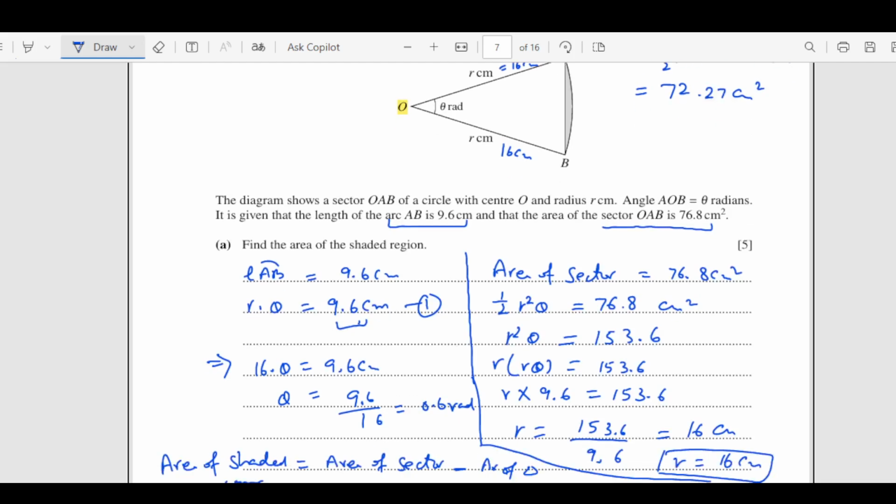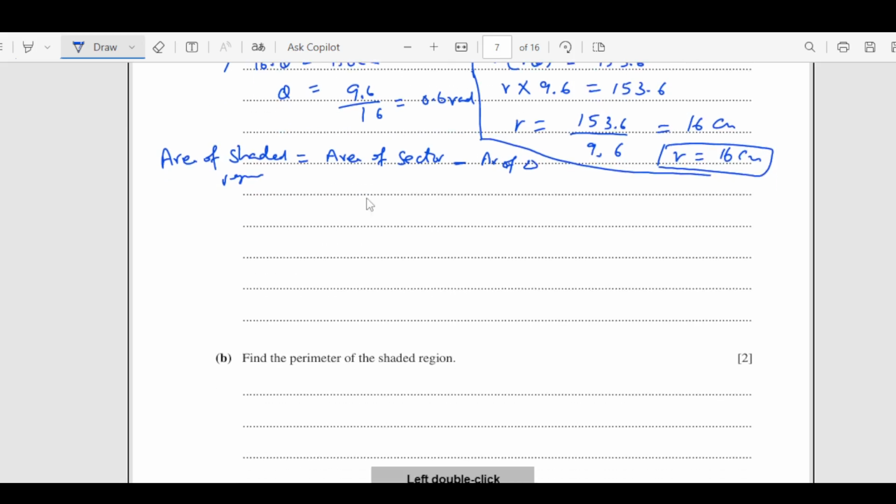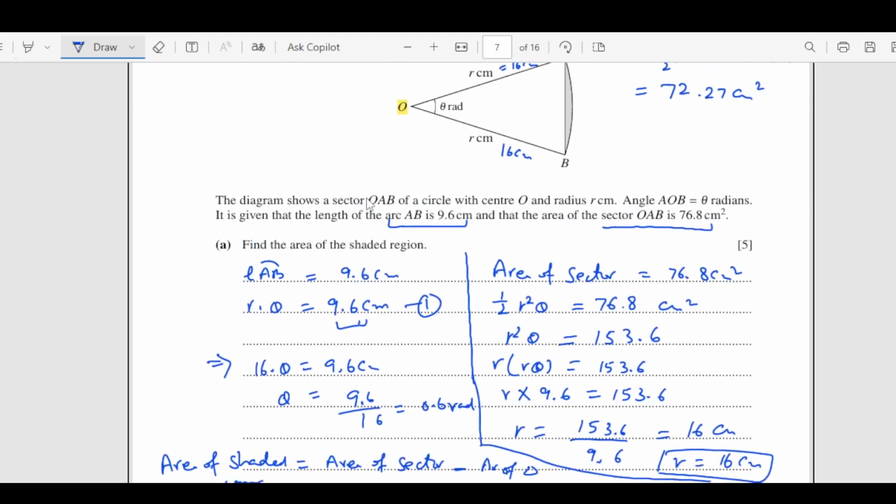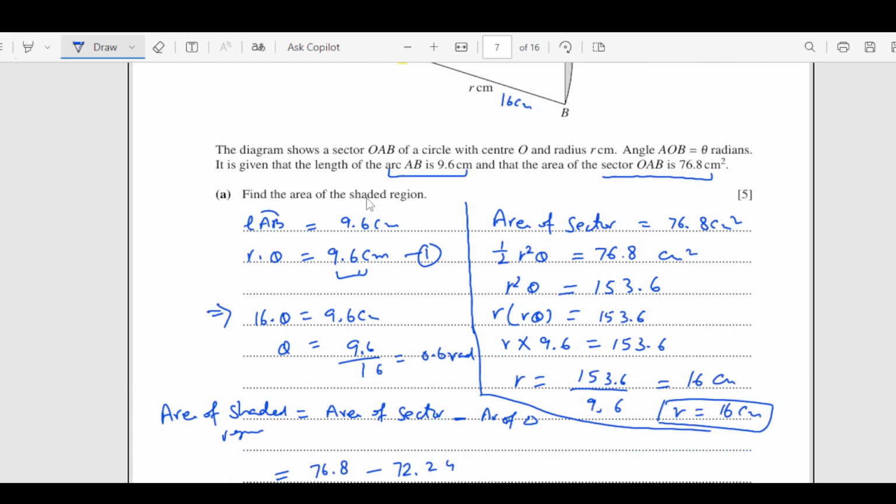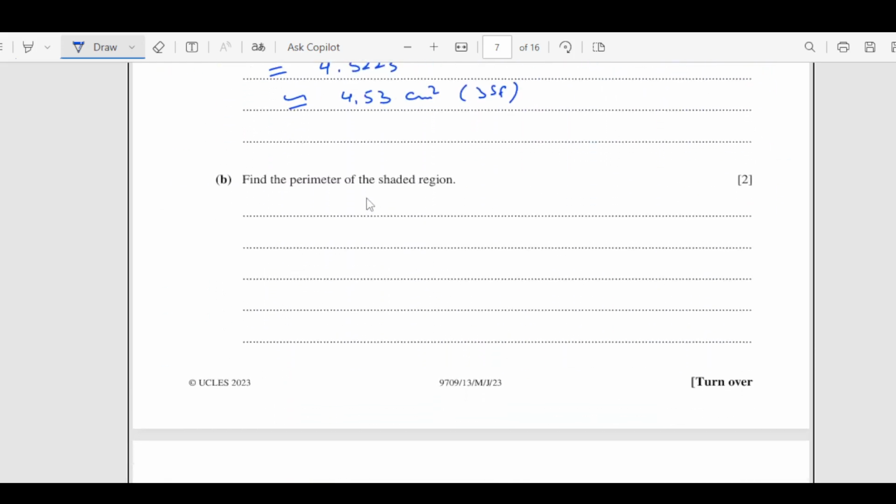So then we can substitute these values here. Area of sector, we are given this one, 76.8, minus area of the triangle we have just calculated, 72.24. So when you do this calculation this comes out to be 4.5223. So approximately to 3 significant figures it is 4.53 centimeter squared, right? So this is how you can calculate the shaded area of this sector. And now find the perimeter of the shaded region.